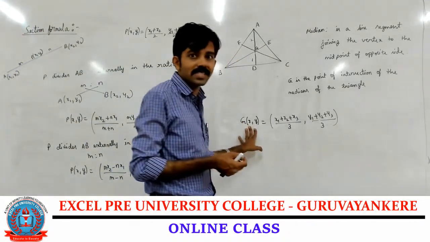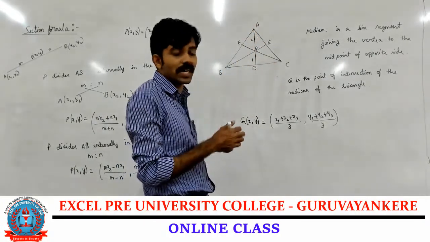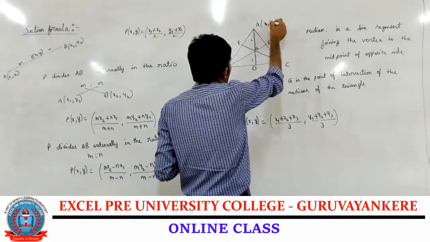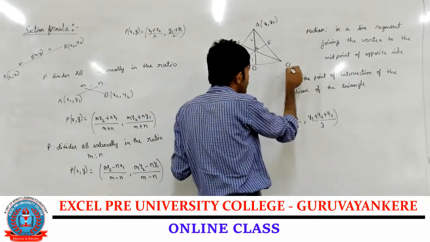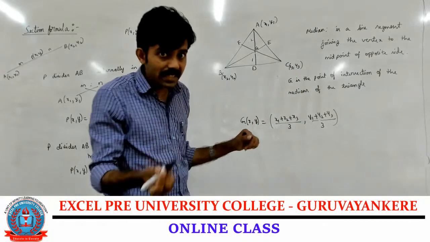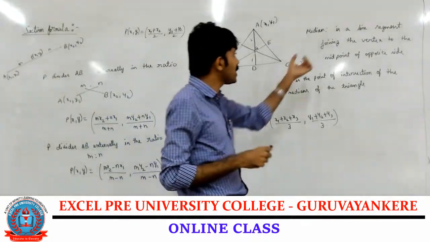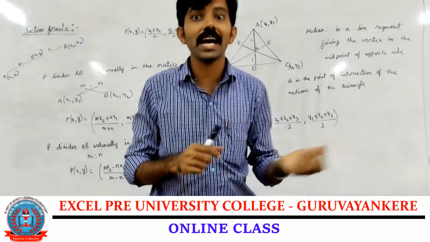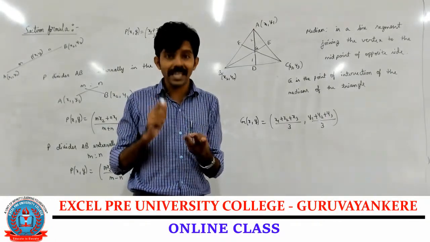G is the centroid. Centroid of the triangle is ((x1 plus x2 plus x3) by 3, (y1 plus y2 plus y3) by 3). Take the vertices as (x1, y1), (x2, y2), (x3, y3). Further we can discuss the area of a triangle, and also there are three more important notations. Similar to the centroid, we have the orthocenter, circumcenter and incenter.